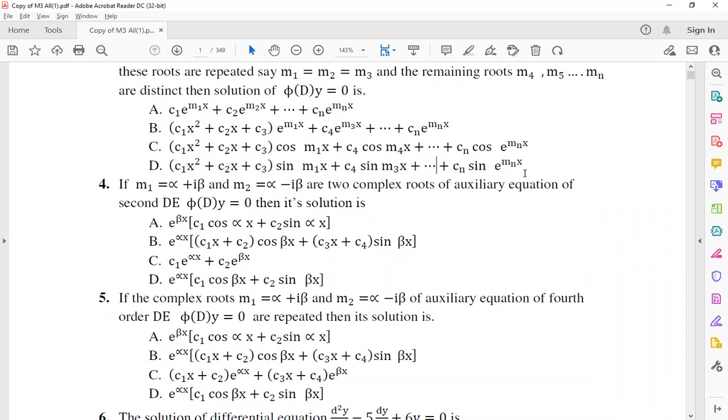And for that, we know how to write the solution. These are two complex roots, and then the solution is e raised to alpha x in brackets c1 cos beta x plus c2 sin beta x. Think properly: alpha is in the power of e, not beta. So this one is gone. Which will be the answer? B.